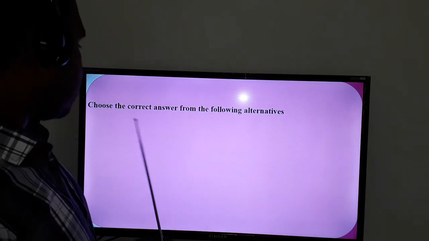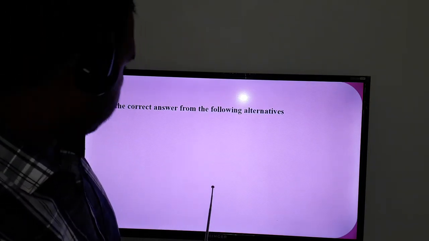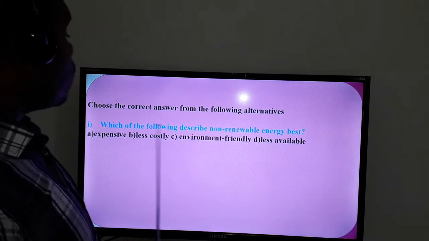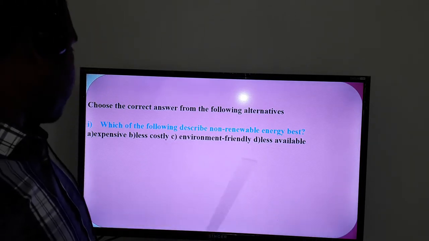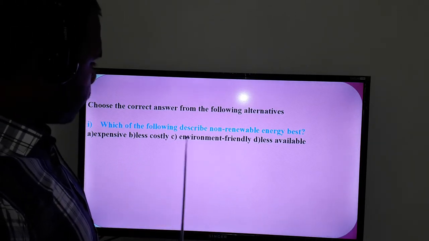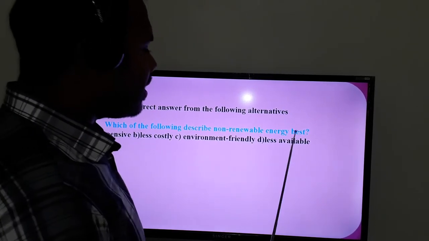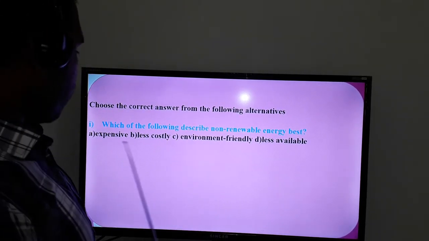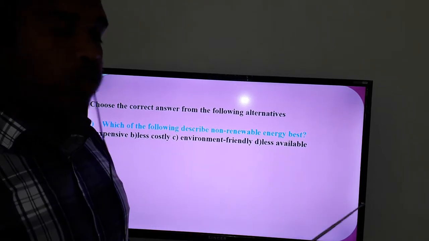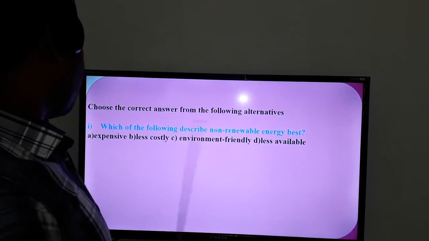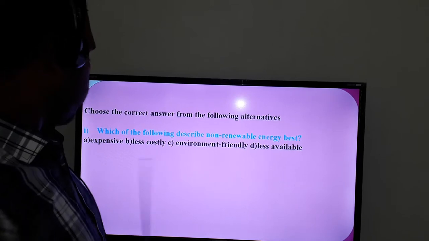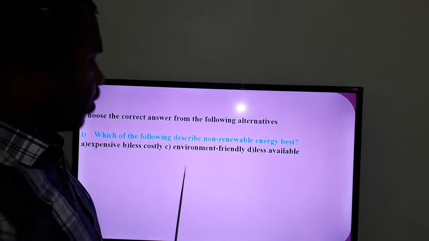Now we have another section, that is, choose the correct answer from the following alternatives. You see the first one, which of the following describes non-renewable energy best? There are 4 options: is it expensive, less costly, environment friendly, or less available? What could be the best? I think you get it. You're talking about non-renewable, not renewable. Be careful about that. Non-renewable energy, we can say, is expensive. Number 1, that is expensive.